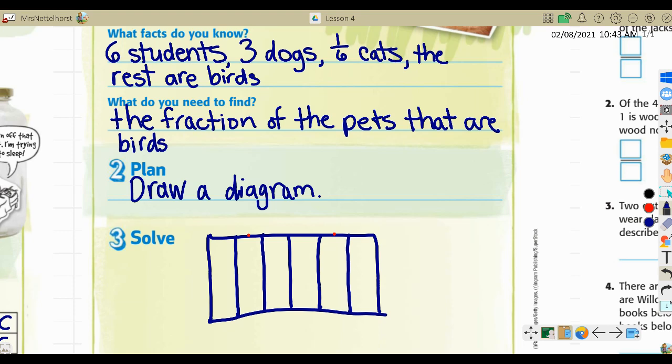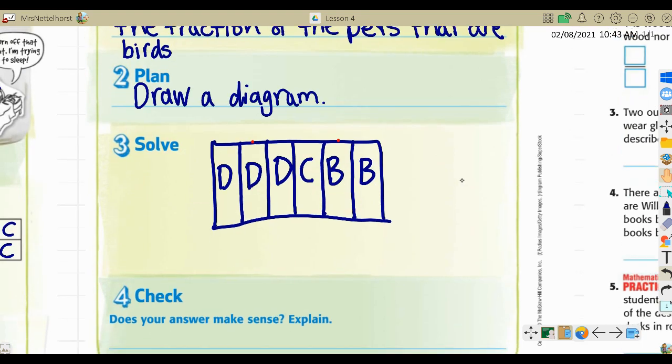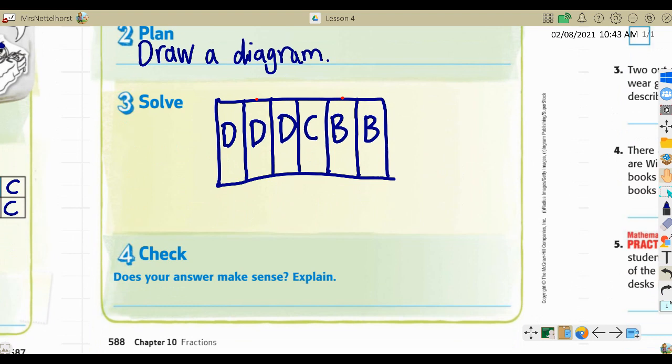Okay, so 3 of them were dogs. So I'm going to put a D in each space for dogs. Dog, dog, dog. Now, 1 out of 6 were cats. Well, if there's 6 equal parts, 1 of them is cats. I can put cat in 1. The rest are birds. So I can fill in the rest with the B for birds. Okay, so now I know how many birds I have. So I have 2 birds. So does your answer make sense? Let me write 2 birds on here too. They didn't really give us a place to write our answer. So 2 birds.